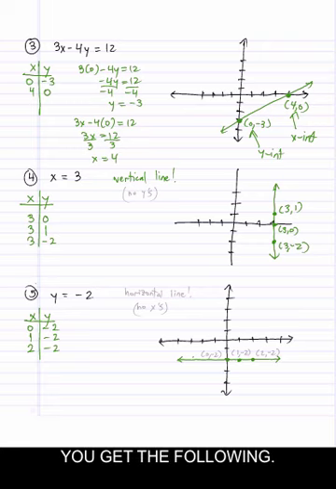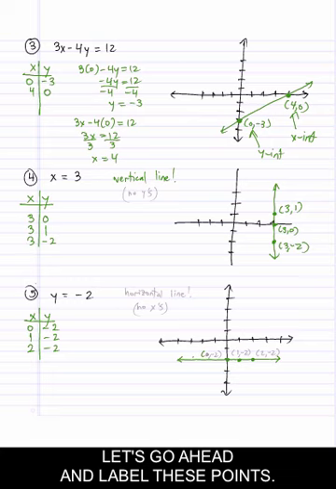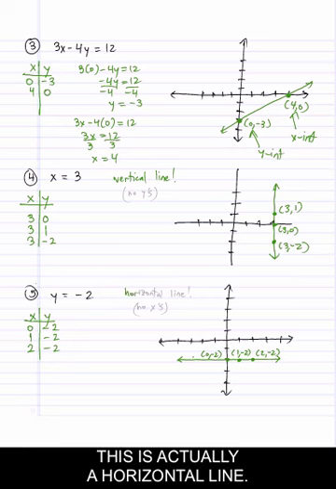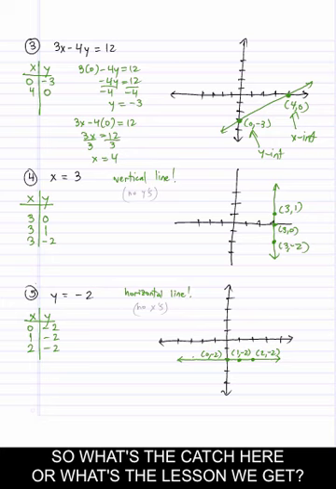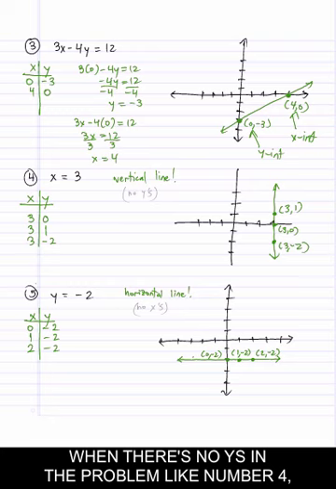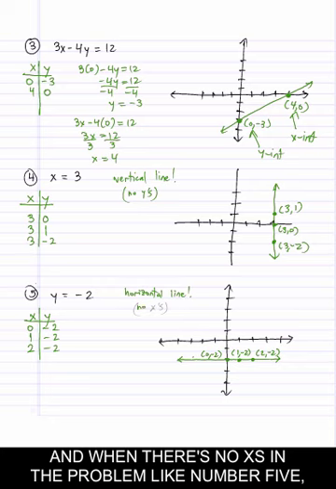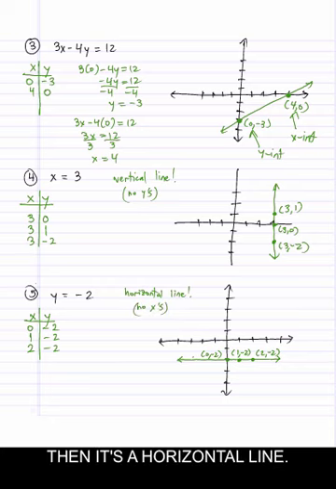We get the following. Let's go ahead and label these points. Those are the 3 points that we get. This is actually a horizontal line. So what's the catch here? Or what's the lesson we get? When there's no y's in the problem, like number 4, it's actually a vertical line. And when there's no x's in the problem, like number 5, then it's a horizontal line.